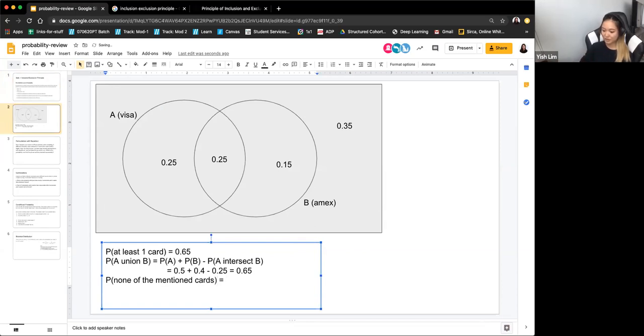There are several ways you can do it. One, we already know it is 0.35, but you can take it as 1 minus the probability of A union B, which we already know is 0.65. So 1 minus 0.65 is 0.35. We actually did that same calculation before we even dived into the question. So that one's pretty straightforward because we already had that number.